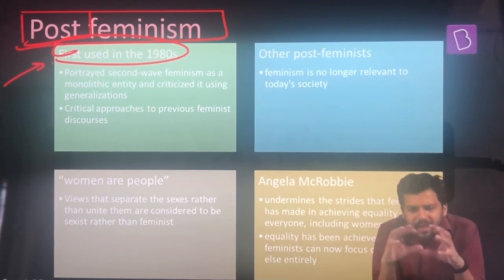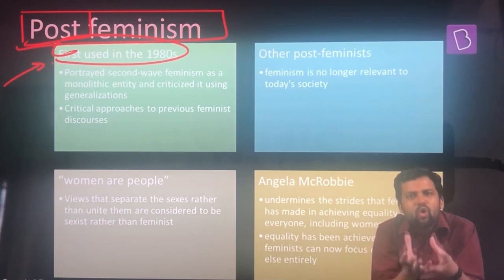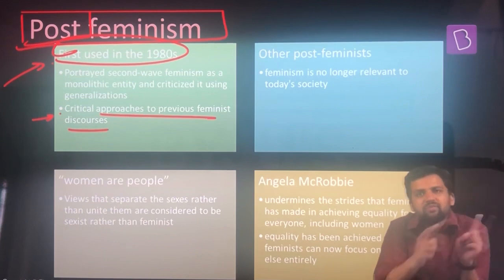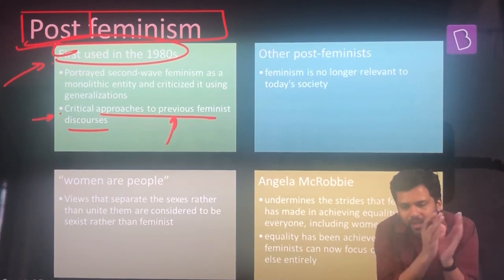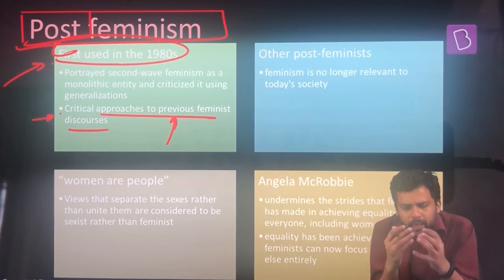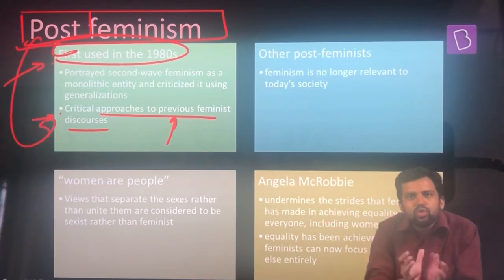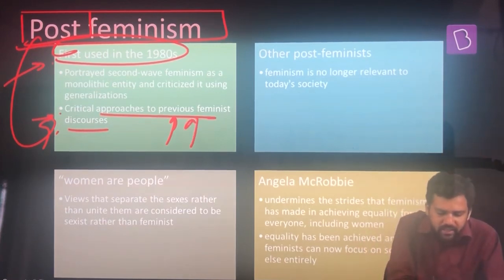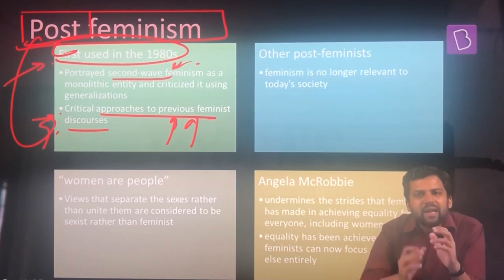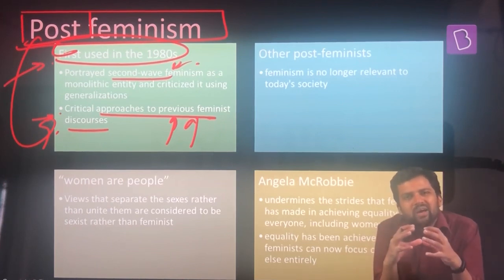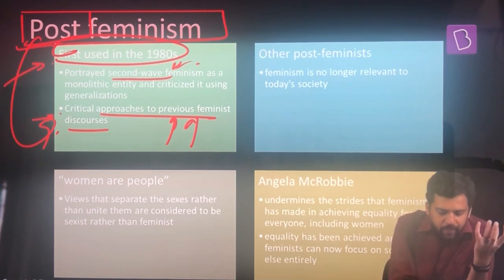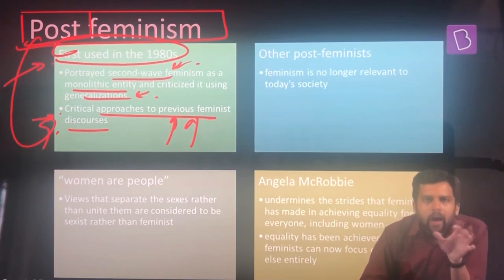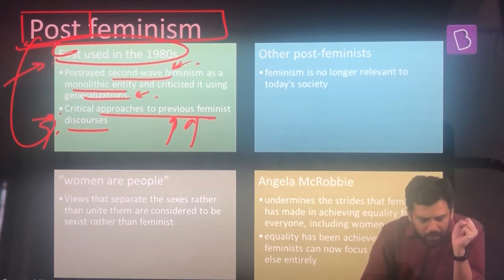Post-feminism encompasses a collection of all the theories which are basically critical approaches to the previous feminist discourses. So we have these waves: first wave, second wave, third wave. Post-feminism includes all the approaches which are critical of these feminist discourses, and primarily of second wave feminism, because it feels that the second wave is more of a monolithic entity, and it has a lot of generalizations on the basis of the experience of upper middle class white women.